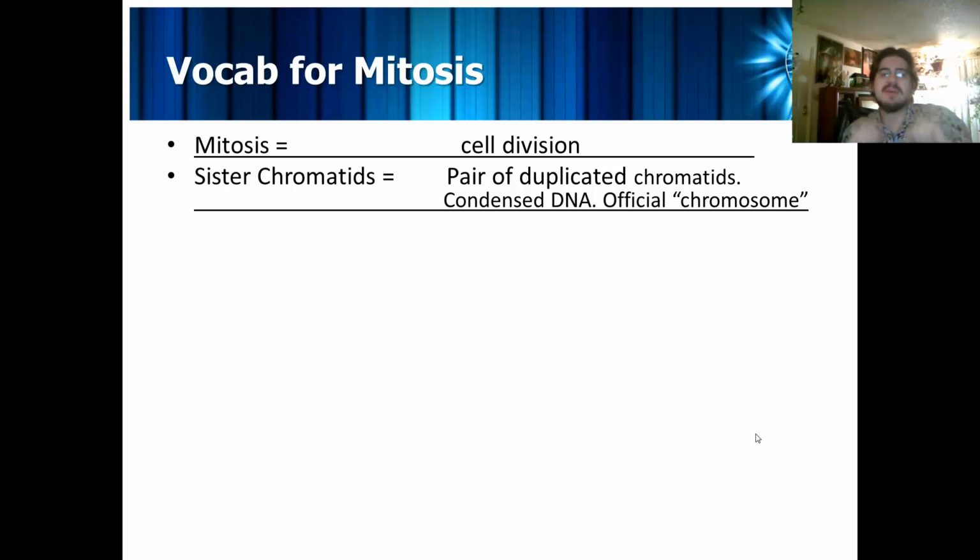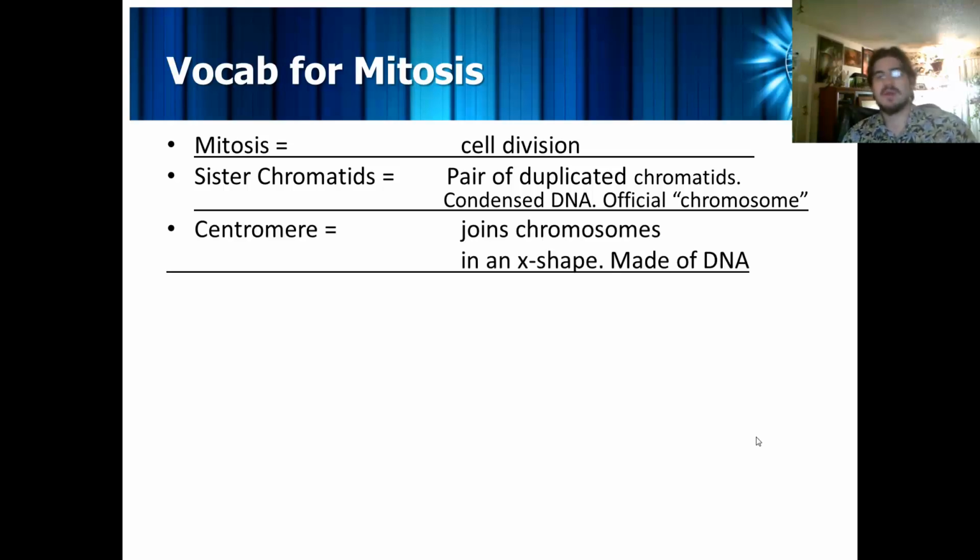Sister chromatids. So, the official chromosome, as we saw in that earlier picture, is two of those rod-shaped chromatids put together. It's a pair of duplicated chromatids. Being chromatids, this is condensed DNA. So, it's important to note when I say duplicated, I mean genetically identical. So, sister chromatids are two identical chromatids joined together at the centromere. Oh, look at that. The centromere is made of DNA, and it joins the sister chromatids together to make a vague X shape. So, two sister chromatids joined together at the centromere make a chromosome.